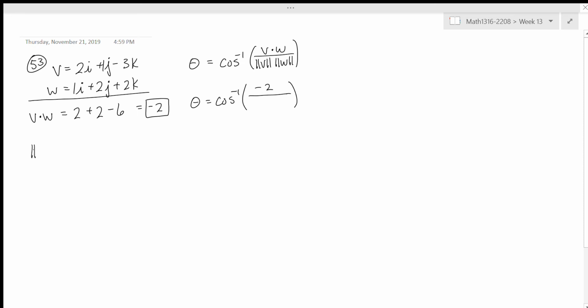And so let's come down here and let's go ahead and calculate the magnitude of V and W. So for the magnitude of V, that's going to be the square root of 2 squared plus 1 squared plus -3 squared. And for the magnitude of W, that's going to be the square root of 1 squared plus 2 squared plus 2 squared. Let's see, 9 and 4 is 13, 14. I'm thinking square root of 14 for the first one. And 4 and 4, 8 and 1 is 9. Hey, that comes out to be a nice whole number, 3. Is that right?